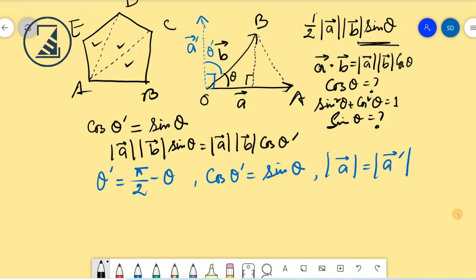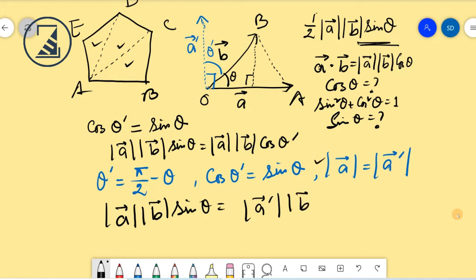So what I can write is A vector multiplied by B vector sine theta is nothing but magnitude of A prime vector, because magnitude of A prime and magnitude of A are same, multiplied by B multiplied by cos theta. So this is nothing but dot product of A prime with B vector. So this is exactly what we can do to find the area.